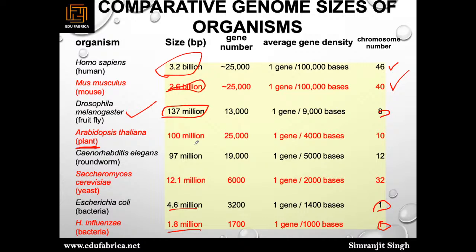Then comes C. elegans, which has chromosome number 12, and then the yeast. Many Nobel Prize winners have worked on these C. elegans and yeast, though they are very tedious to work on, and it's very difficult to interpret the data towards human beings. Most people work on the mouse for that reason.